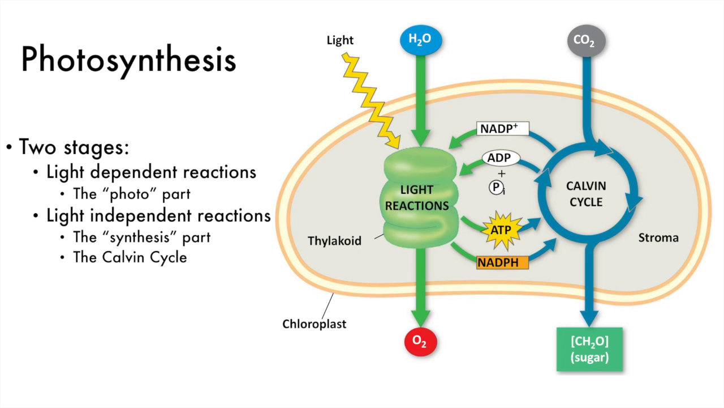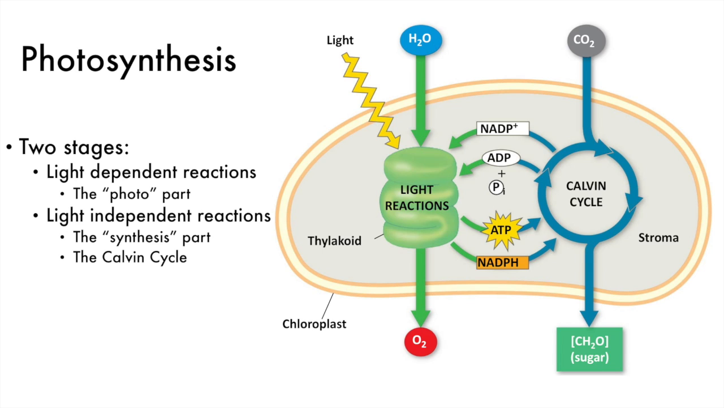So photosynthesis has two stages, kind of illustrated here in this cartoon. There are the light reactions, also called the light-dependent reactions. This is the photo part. This is where light actually is absorbed by the chloroplast in the chlorophyll.